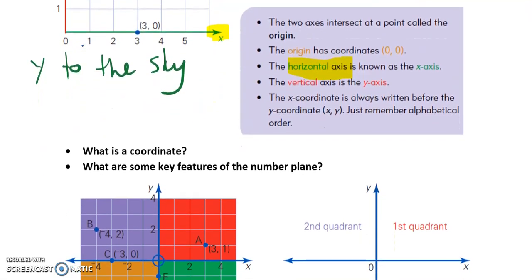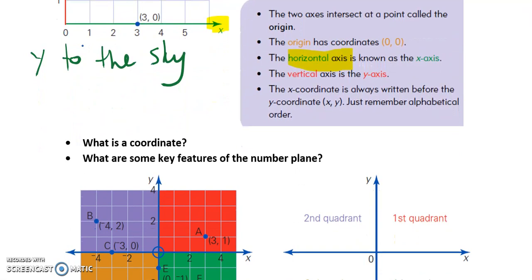Okay, here are some key points that you need to know and learn. The two axes intersect at a point here. We call that point the origin, called 0, 0. The horizontal axis we said is the x-axis, vertical is the y-axis. The x coordinate is always before the y. Okay, so just think about alphabetical order, x before y. So y to the sky, x before y.